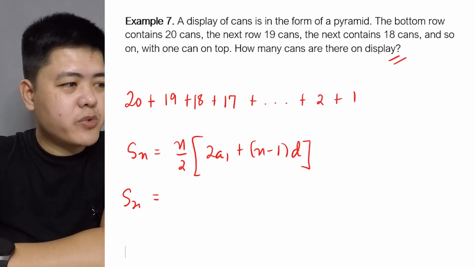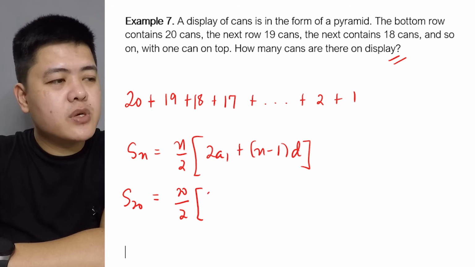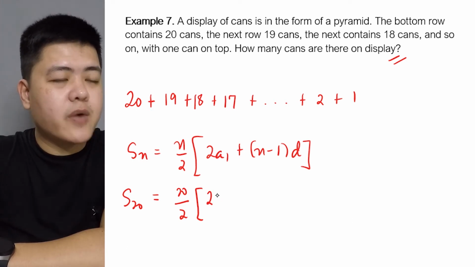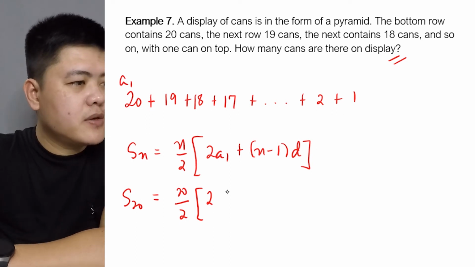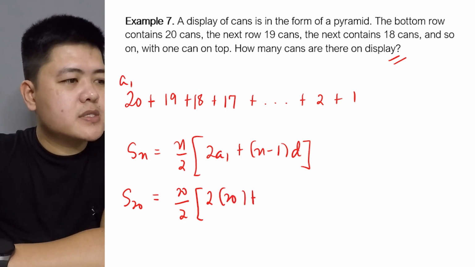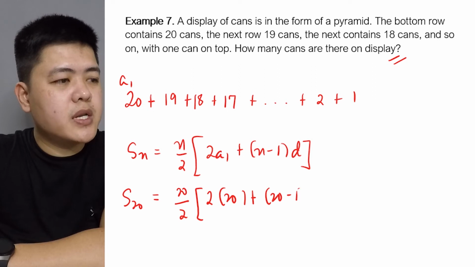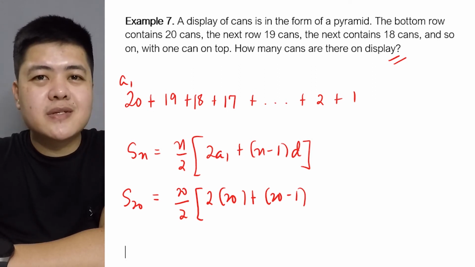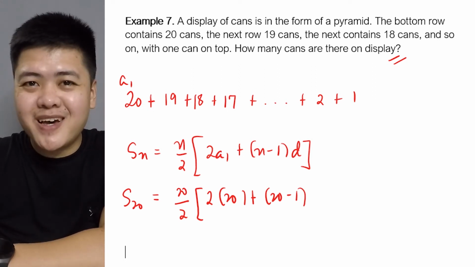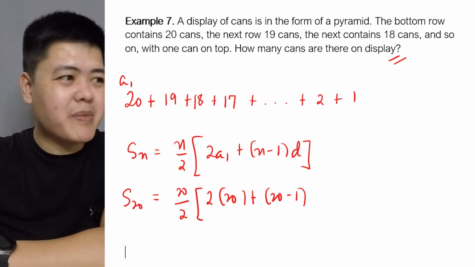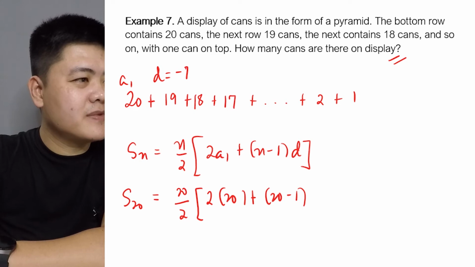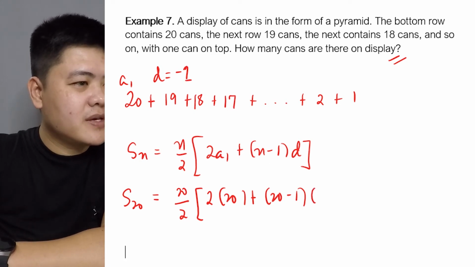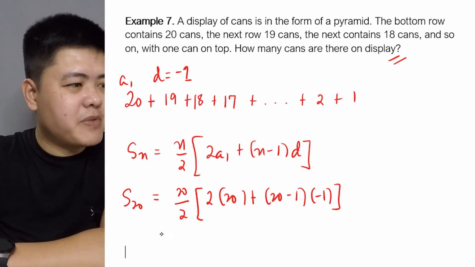So, we'll get s sub 20, which is equivalent to 20 over 2, times 2 times a sub 1. Our first term is 20. Here, this is a sub 1. First term is 20 plus, there are 20 terms, minus 1, times the common difference, which is negative 1. Hindi 1, negative 1, kasi pababa to ng pababa. So, the common difference here is negative 1. And let's simplify.